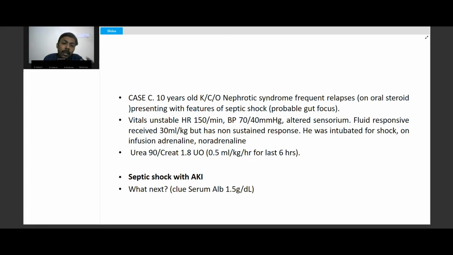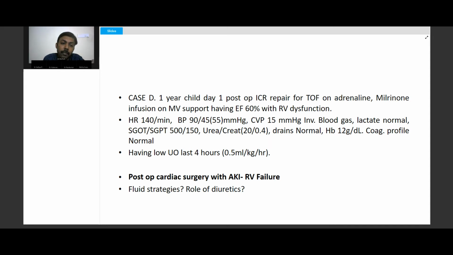The next is a 1-year-old child. This is again not a common scenario for a general PICU patient, but a 1-year-old child post cardiac surgery, intracardiac repair for tetralogy of Fallot, day 1 post-op, on inotropes like adrenaline and milrinone infusion and on mechanical ventilation, having an ejection fraction of 60% with some RV dysfunction. The vitals are: heart rate 140, BP fairly normal, CVP 15. Investigations revealed blood gas and lactate all normal, but there is elevation of transaminases.